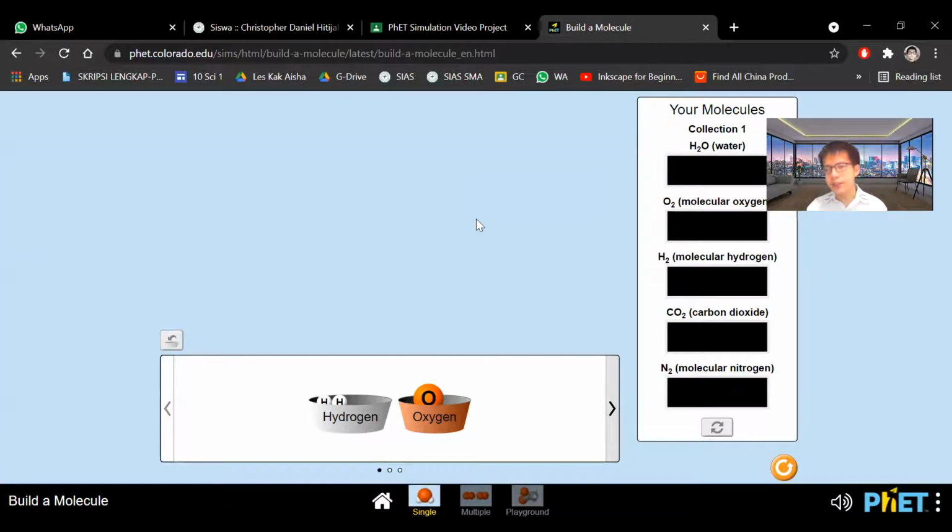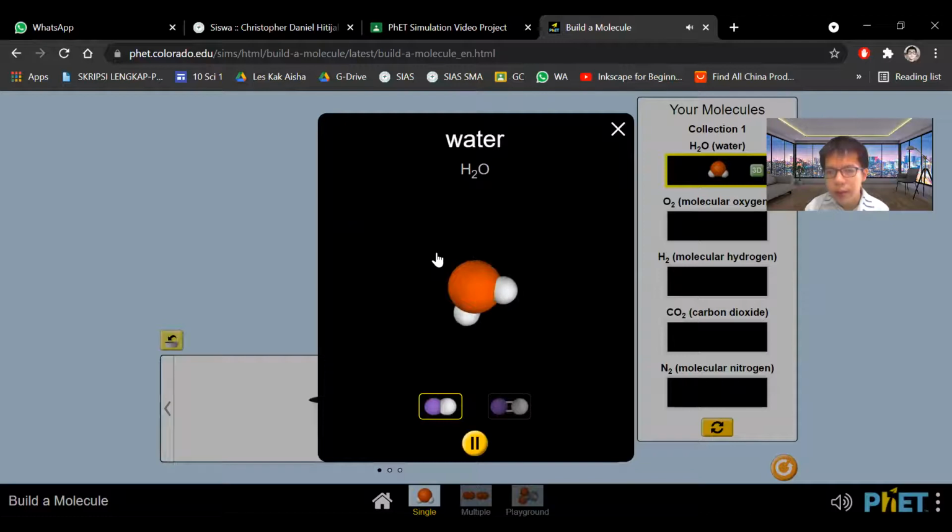In this single feature, we should complete the goals in collection one. First we see the water chemical formula, H2O. It requires 2 hydrogen because the subscript is 2, and 1 oxygen. So first we take the oxygen atom, then we take 2 hydrogen atoms and combine them with the oxygen. Then we put it into the black box. We complete the first goal and let's see the 3D structure. The oxygen is in the middle and the hydrogens are on either side of it. The last one is the bonding structure.